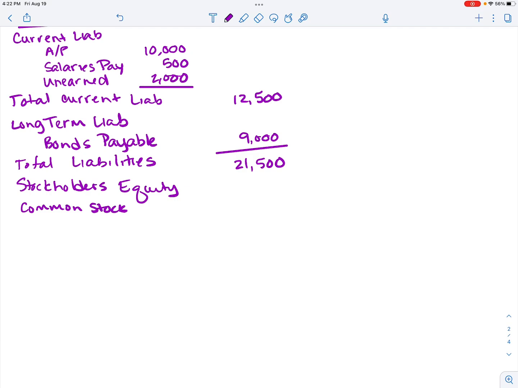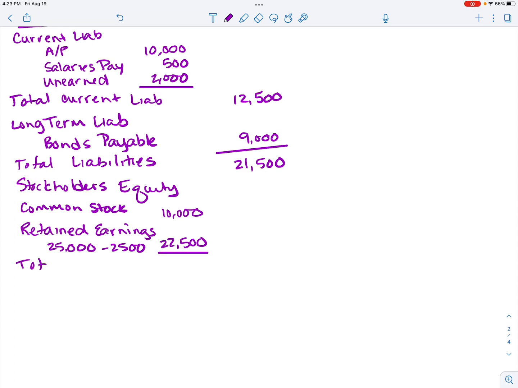So we're going to list out that common stock. That was 10,000. And then we had our retained earnings. And that was the 25,000 minus the 2,500. So that should be 22,500. That would give me my total stockholders' equity.